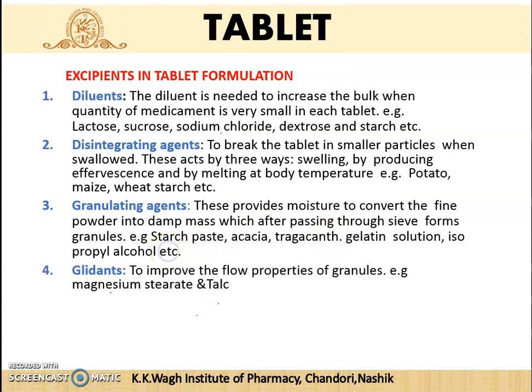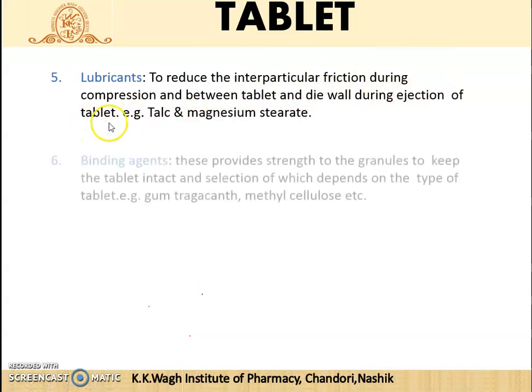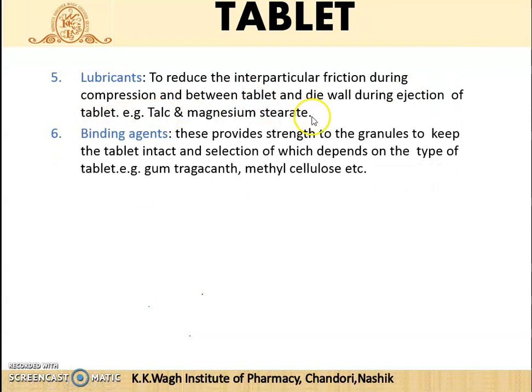Then the next one is glidants. Glidants improve the flow property of the granules. Examples of glidants are magnesium stearate. Then lubricants. Lubricants reduce the interparticular friction during compression and between the tablet and die wall during the ejection of the tablet. Examples of it are talc and magnesium stearate.